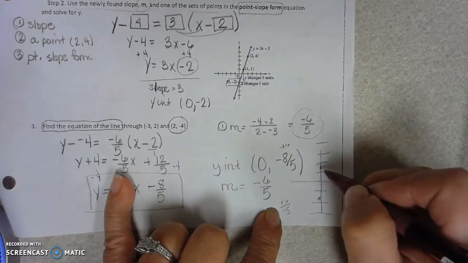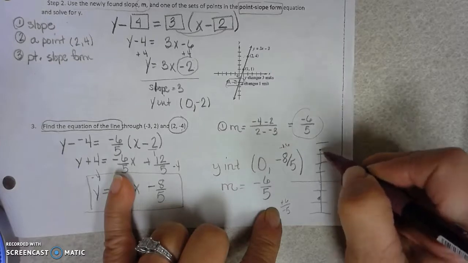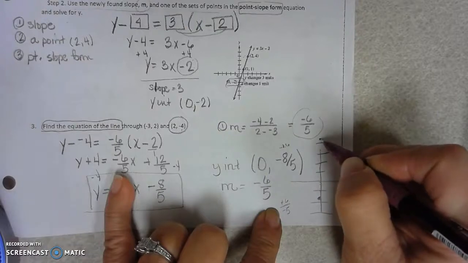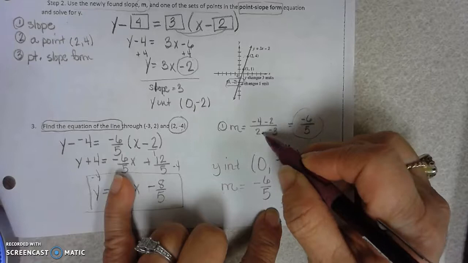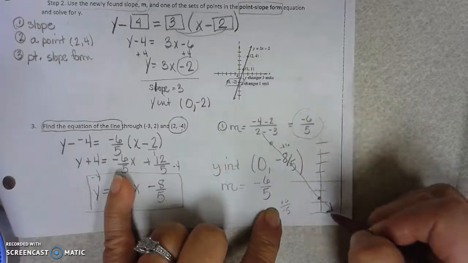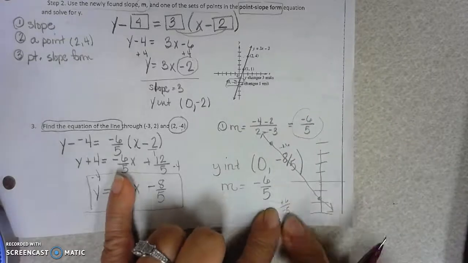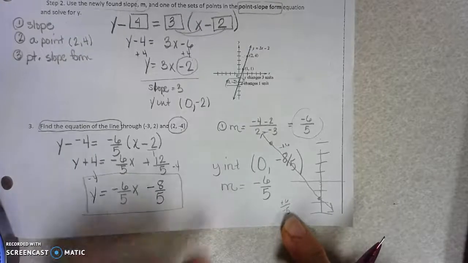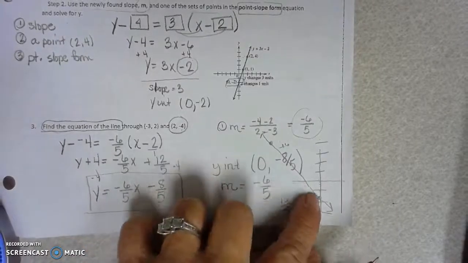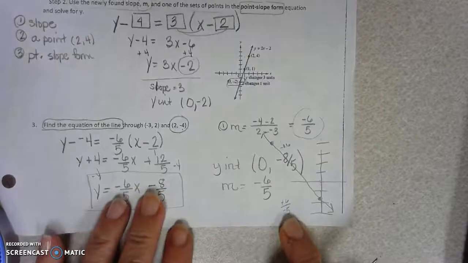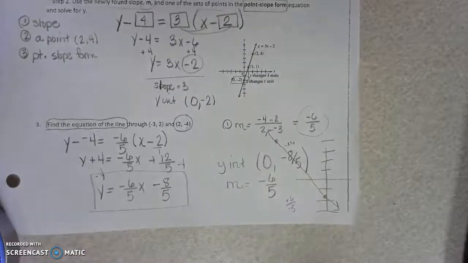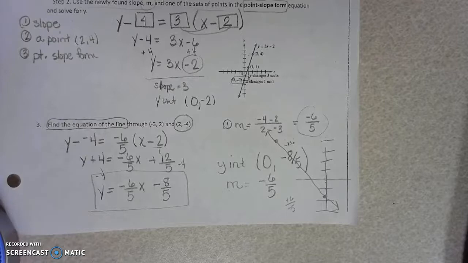1, 2, 3, 4, 5, 6. And 1, 2, 3, 4, 5. It'd be about like that. You don't really have to do that with that one, but I wanted to show you, and hopefully you understand. You find the y-intercept first, and then apply your slope. And I'll finish up the second page in video number 2.